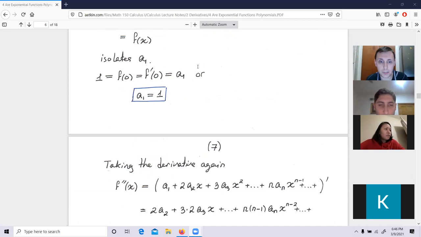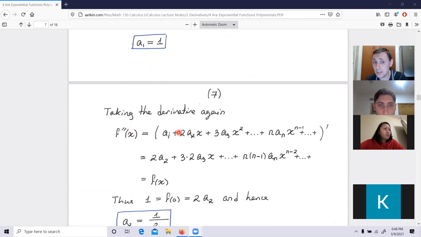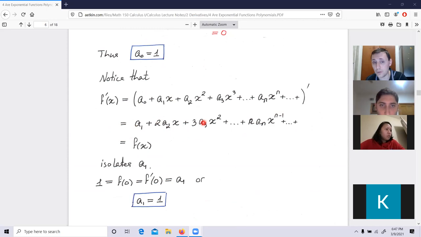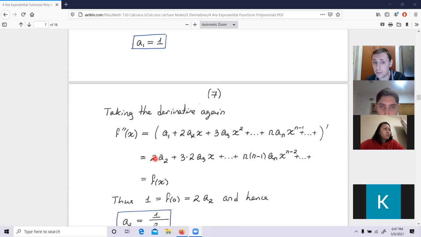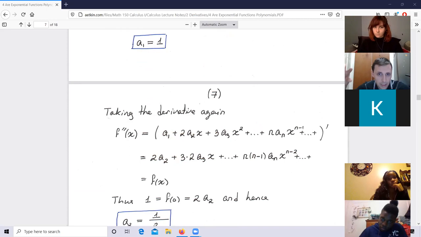Yes, Jasper, good. So take another derivative. Take two derivatives, guys. Here is the first derivative. We obtained it from the previous line, right? Take another derivative. This coefficient disappears, and we're left with 2a2, and then 3 times 2a3x, and everything afterwards has an x. The derivative made the infinite polynomial appear to look differently, but the function was not changed.